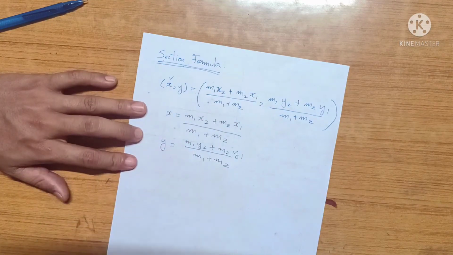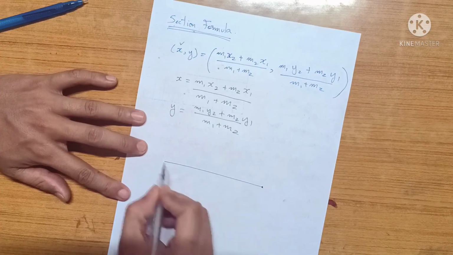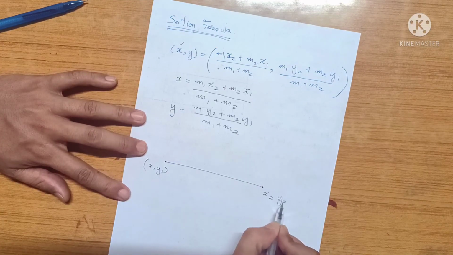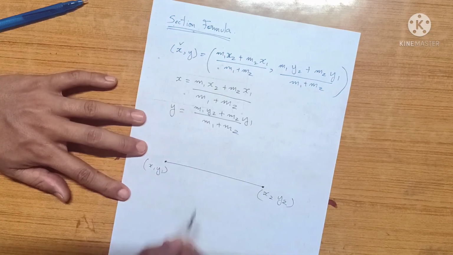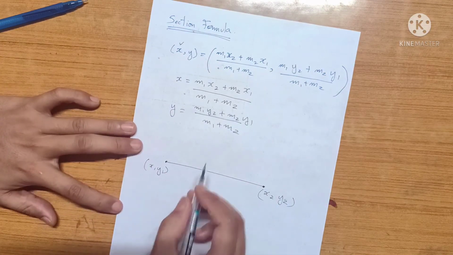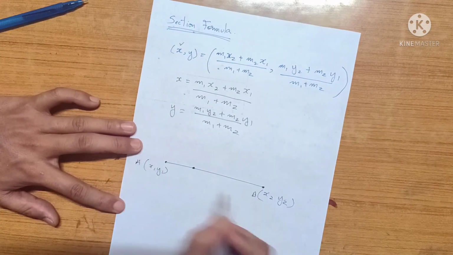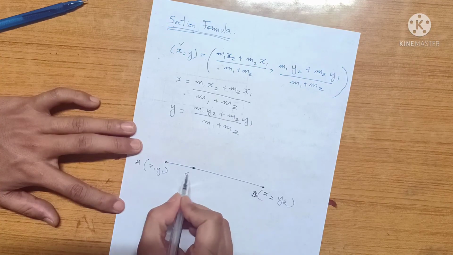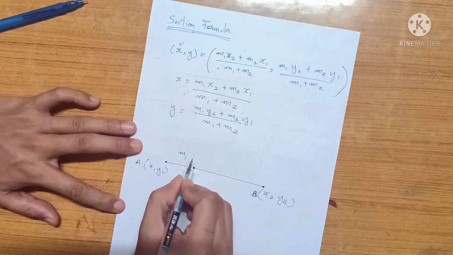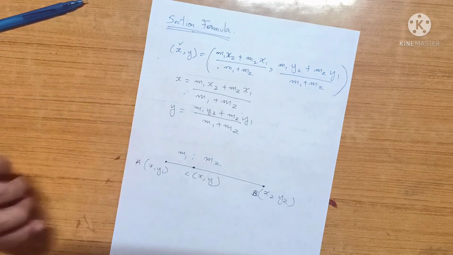So the x coordinate is given by this, the y coordinate is given by this. Now what is m1 and m2? If there's a straight line, there are 2 points, let's say x1 y1 and x2 y2. Two coordinates are there. Suppose on this line there lies another point, I don't know where, let's say just another point. It is A, this is B. There lies a point C, such that this point C divides this line into two parts in the ratio m1 is to m2. Then the point C coordinate will be given by x, y.